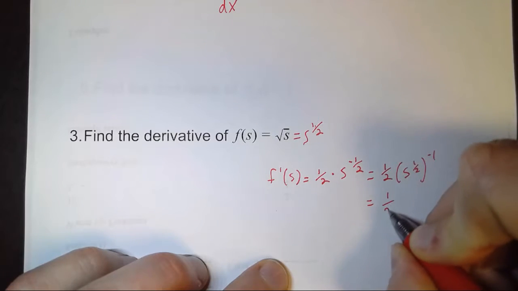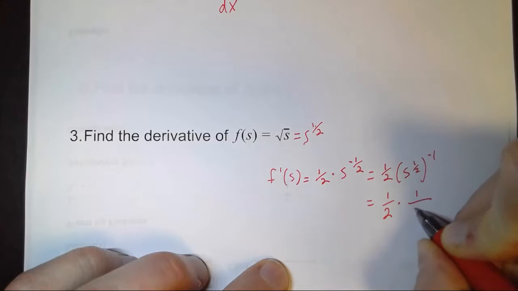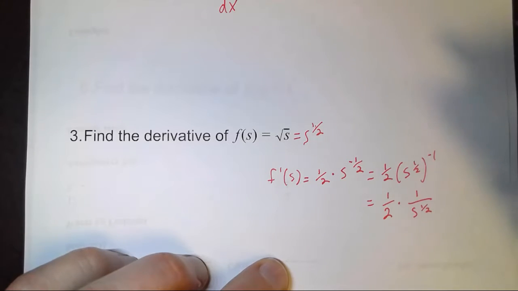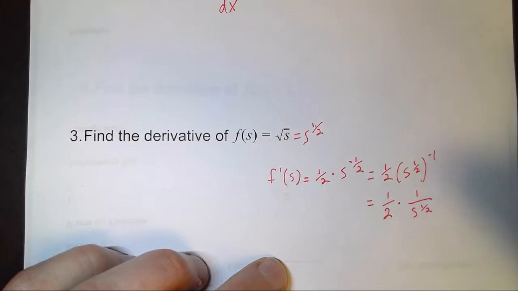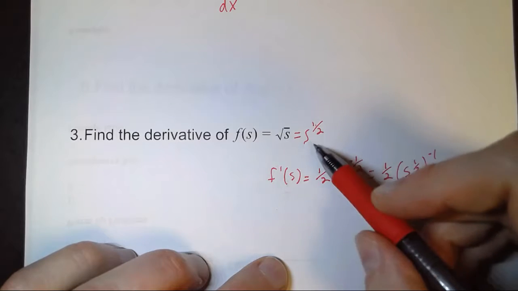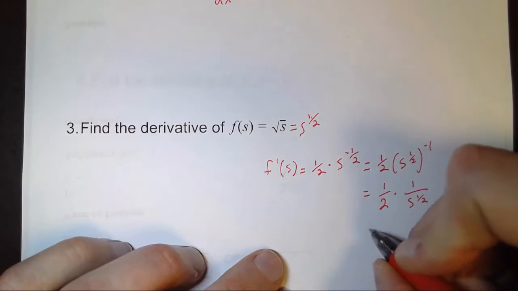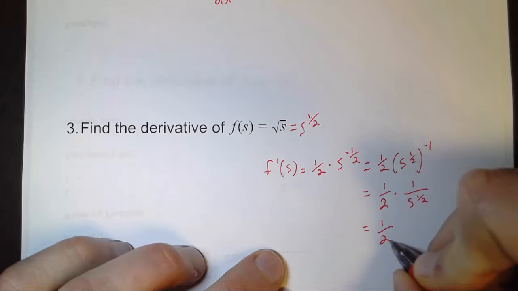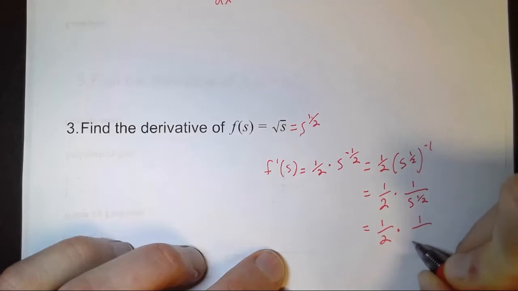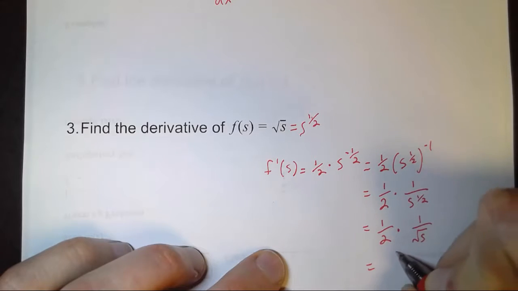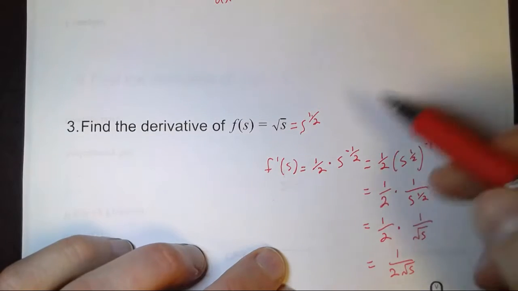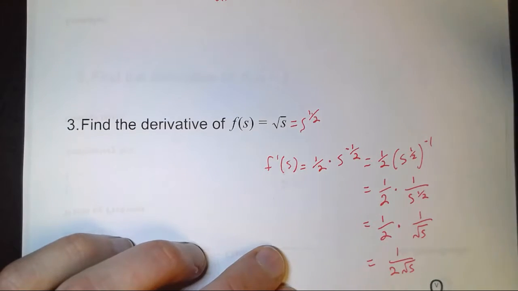So we have 1/2 times 1 over s to the 1/2. Now if your teacher wants a whole number answer, that means we also have to deal with the fact that this is not a whole number. But we already said that s to the 1/2 is the same as square root of s. So we'll write this as 1 over square root of s. And then when we multiply them together, we have 1 over 2 square root of s, which is equal to f prime of s.